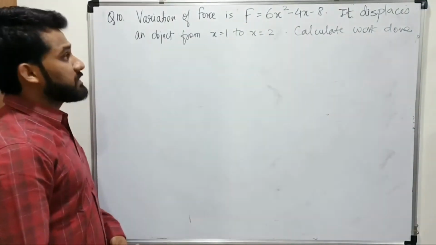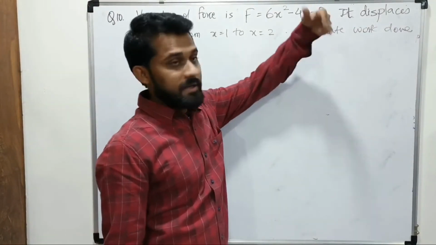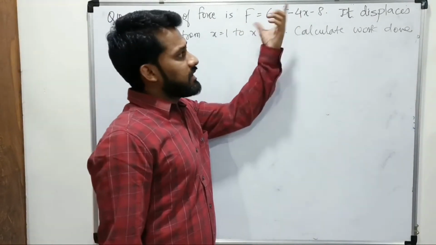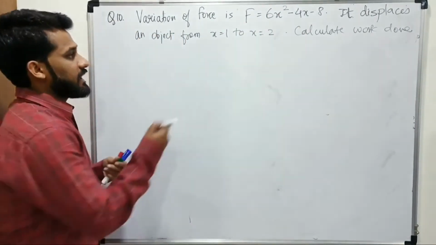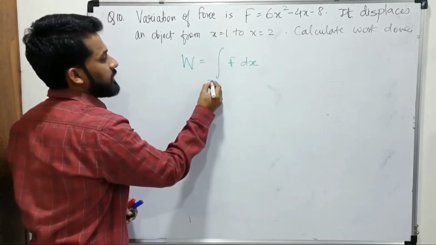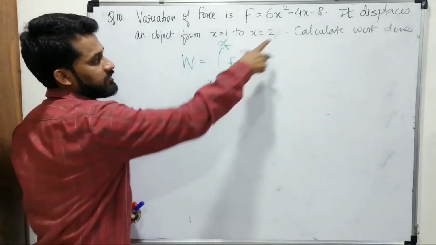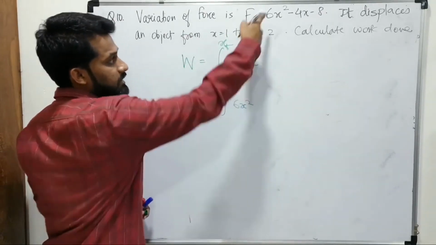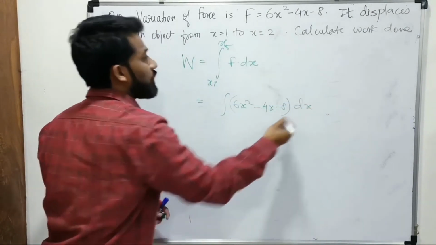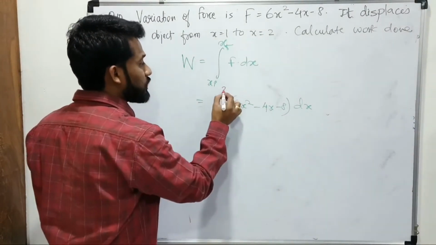Question number 10, it is similar to question number 9. It is a question based on work done by variable force. In the previous question, the equation was not given. In this case, the equation is given. So straight away calculating work is easy. It is integration of F dx from x initial to x final. Okay. So integration, what is force? 6x square minus 4x minus 8 dx. And what are the limits? It is displaced from x equal to 1 to x equal to 2.